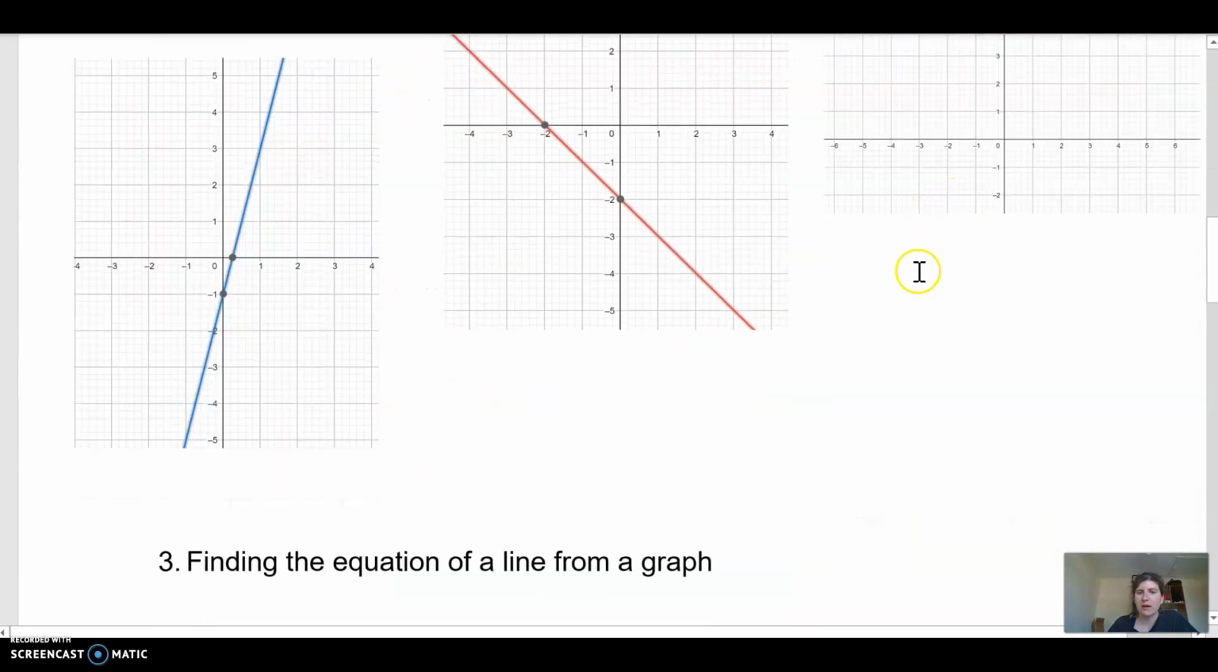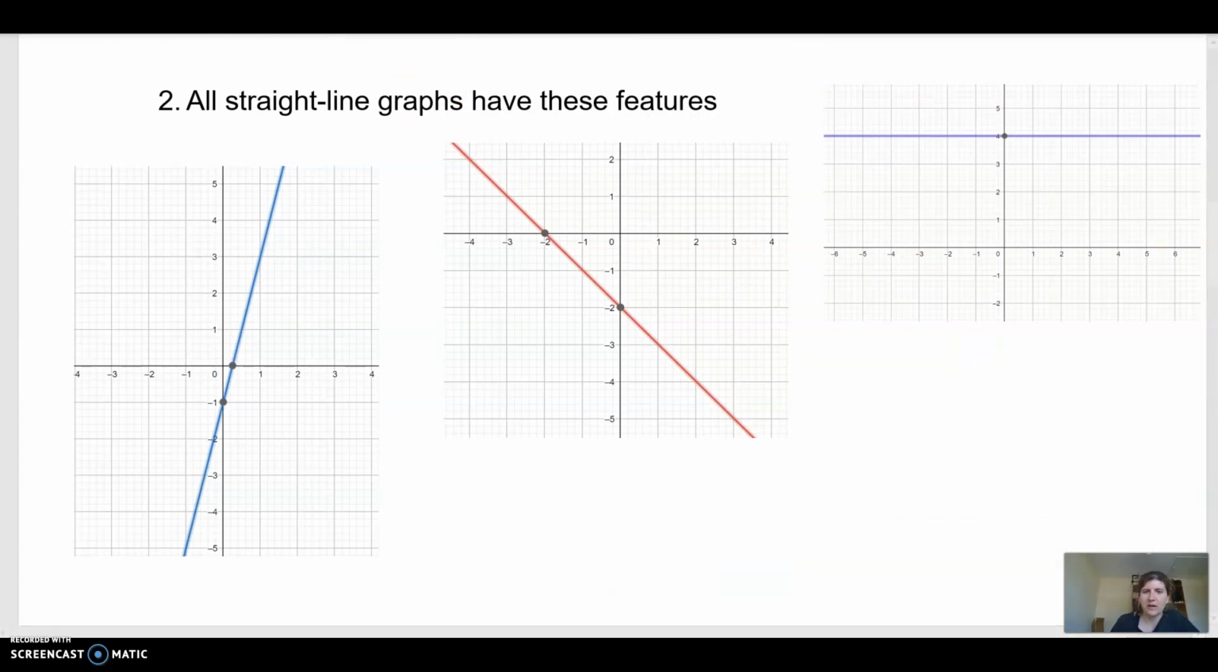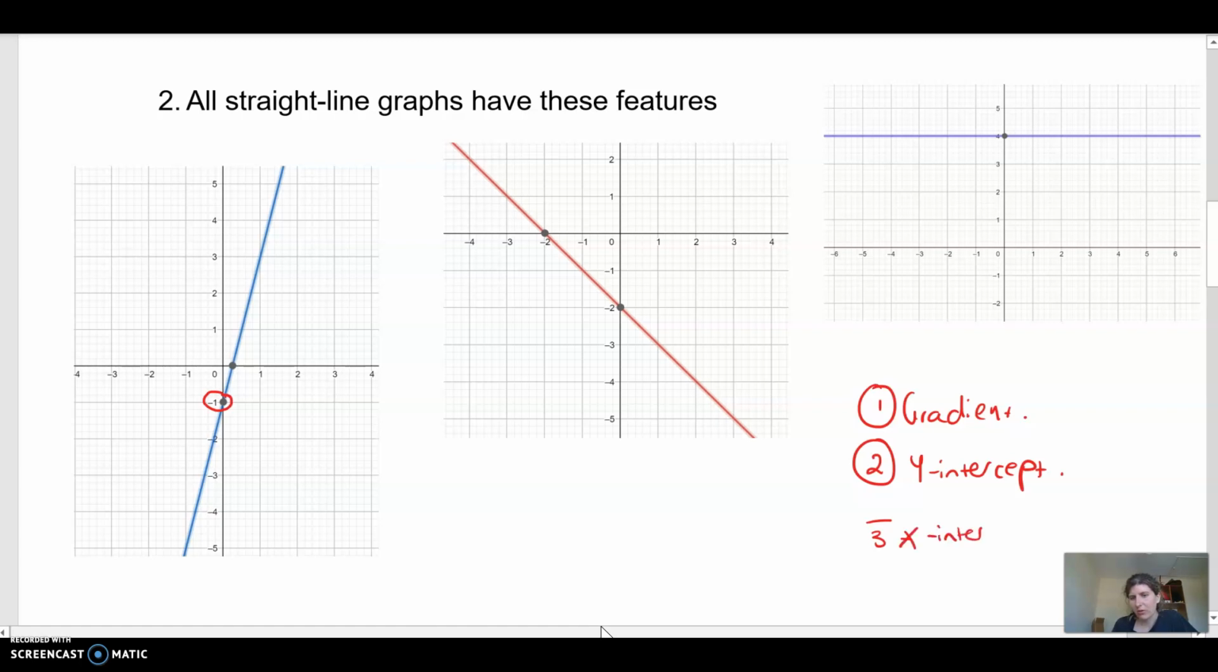So all straight line graphs have some features. The first one is they have a gradient, and they all have a gradient. The gradient might be 0, but they still have a gradient. The second thing they all have is a y-intercept. The y-intercept is the point where your graph crosses the y-axis, and a lot of them have an x-intercept too. Now, the only ones that don't have an x-intercept are vertical line graphs. Vertical line graphs are a special case of straight line graphs, so we almost don't really include those in the family, to be honest.